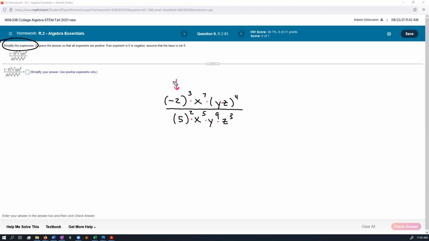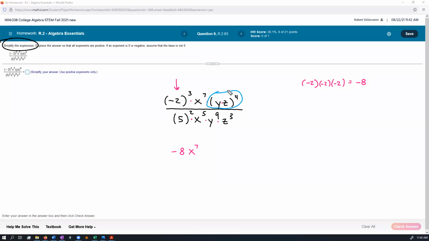Let me start with the -2 cubed. So -2 cubed means -2 times -2 times -2. And if you do that, you should get -8. So that top left corner becomes -8. Okay, then I have x to the 7th. I'm gonna leave that. Now let's look at this right here.